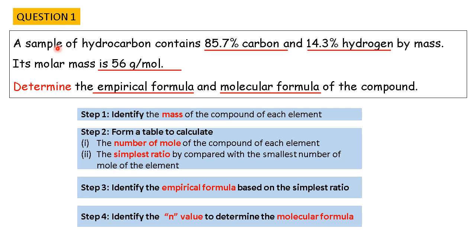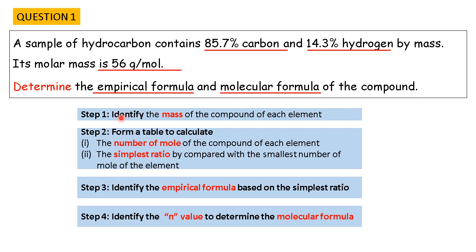Question 1. A sample of hydrocarbon contains 85.7% carbon and 14.3% hydrogen by mass. Its molar mass is 56 gram per mole. Determine the empirical formula and molecular formula of the compound.